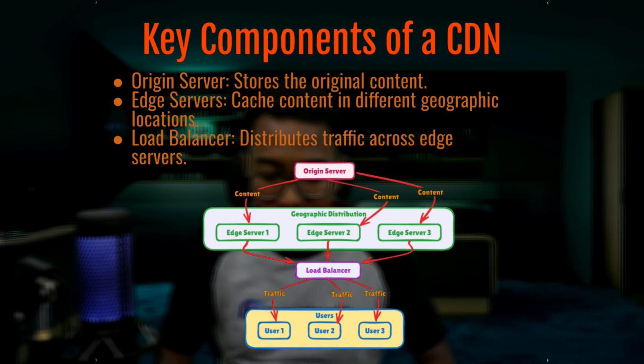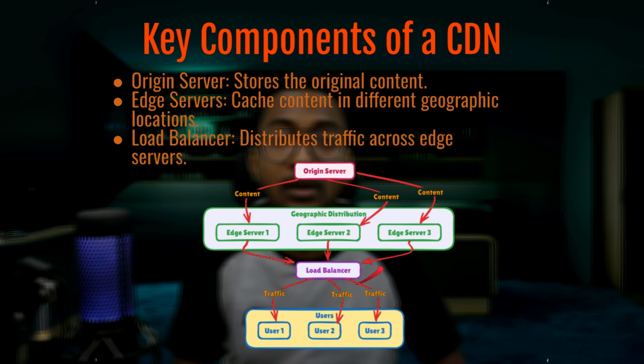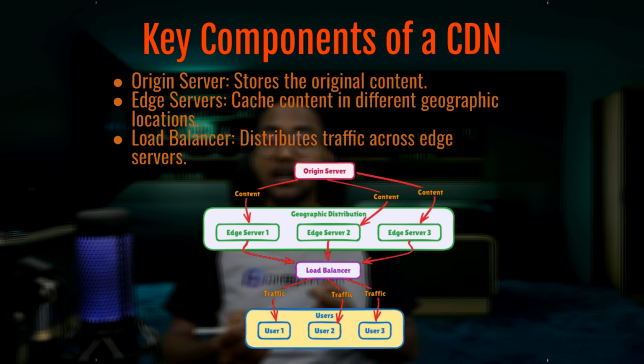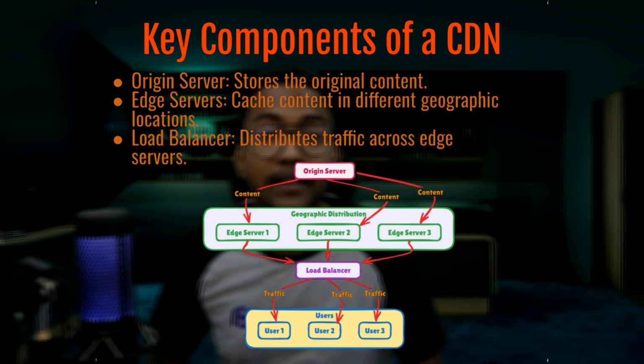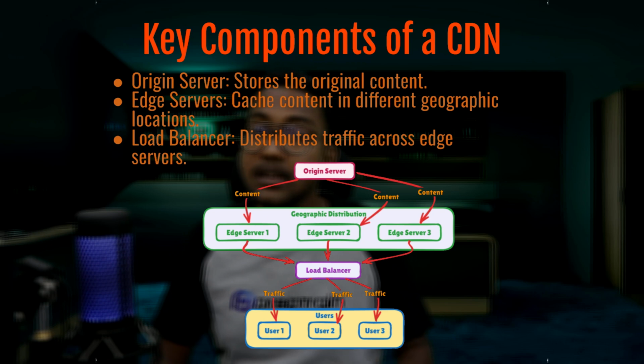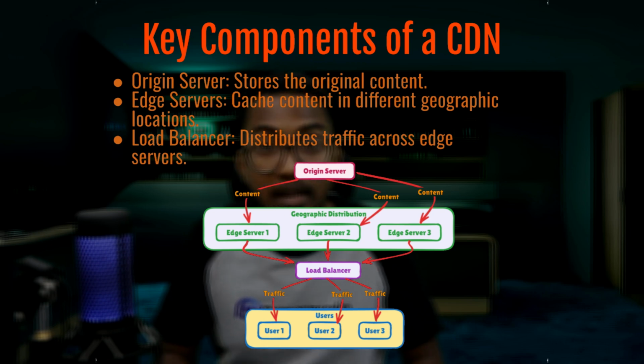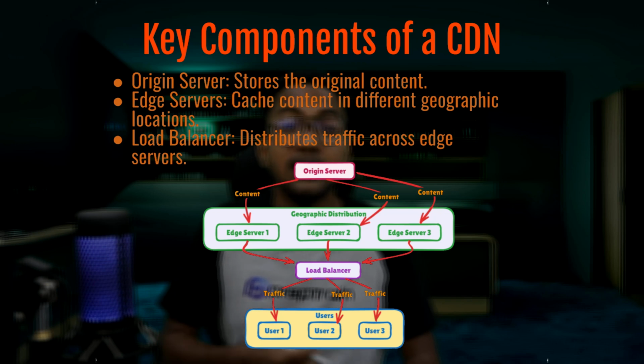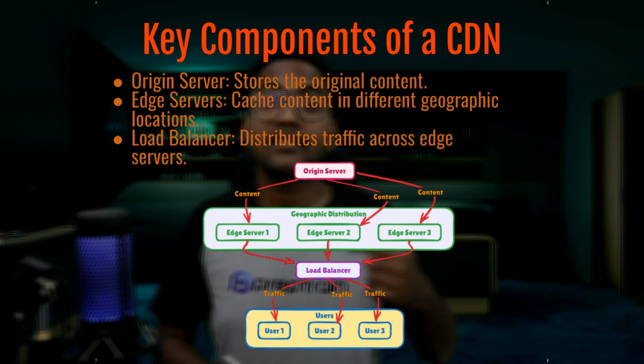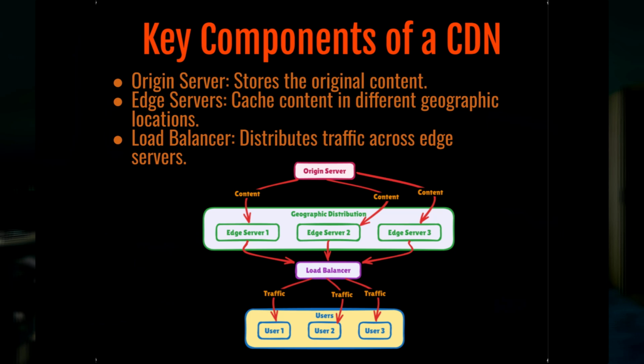Then there is the load balancer. This load balancer is a crucial component of a CDN that distributes traffic across multiple edge servers. The load balancer ensures that no single server gets overloaded with too many requests. If one server is experiencing heavy traffic, the load balancer redirects some of the traffic to a less busy server, maintaining smooth performance across the network.